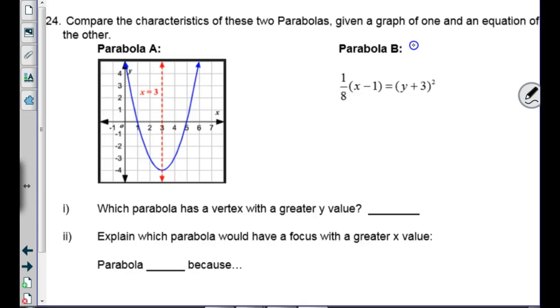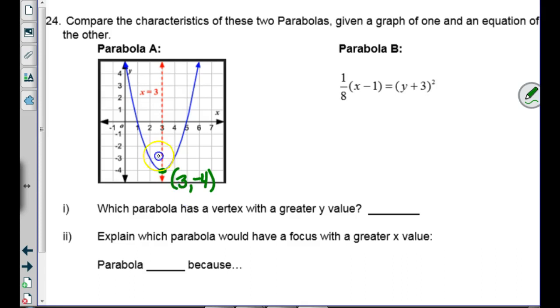All right, there is a thinking kind of question about parabolas. It says compare the characteristics of these two parabolas given a graph of one and the equation of the other. Okay, this parabola has a vertex at negative 4, 3. Everybody get that? Don't listen to me. What should that be, guys? Over 3, down 4. We all know Hofbauer has trouble with that.